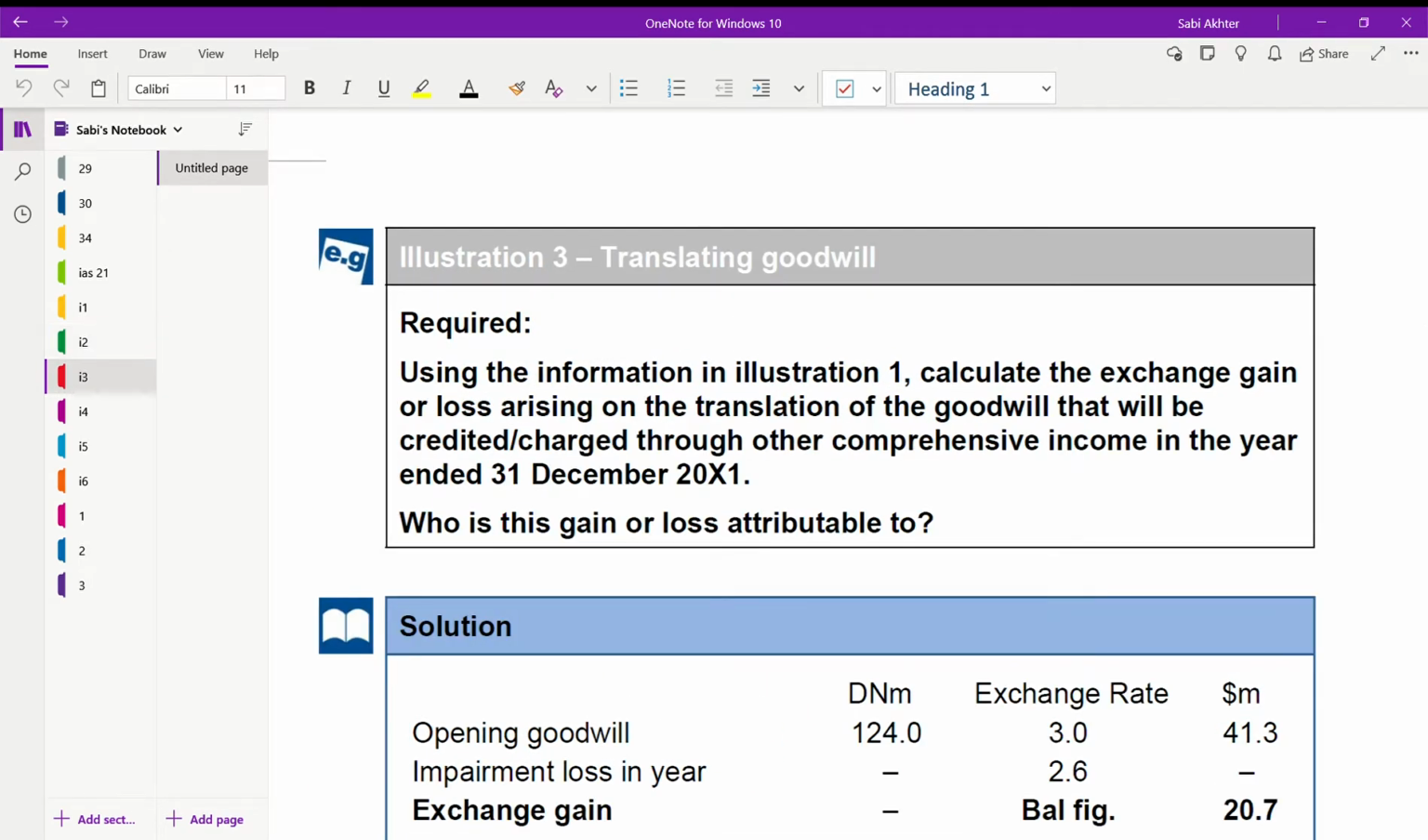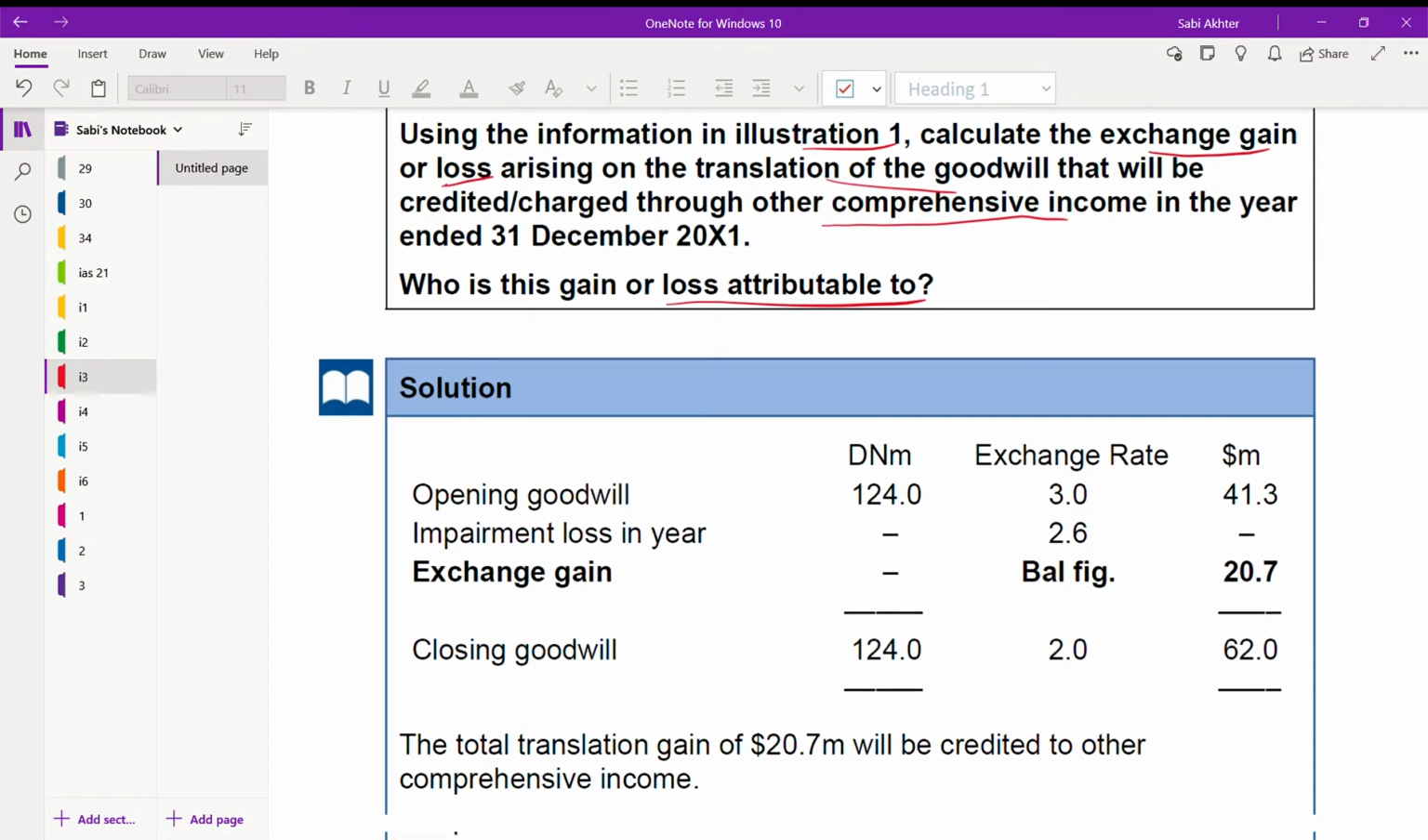Again you have to use the illustration 1 only. Calculate the exchange gain or loss when you are translating that goodwill. Okay, that will be charged through other comprehensive income. Who is this gain or loss attributable to? So you have to follow the pro forma now. Pro forma of goodwill. So opening goodwill is 124. This you have calculated. This you will be translating using the opening rate, hence 41.3.